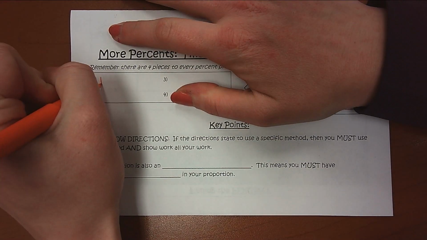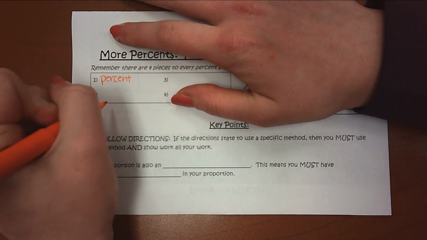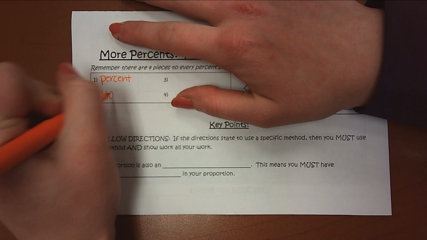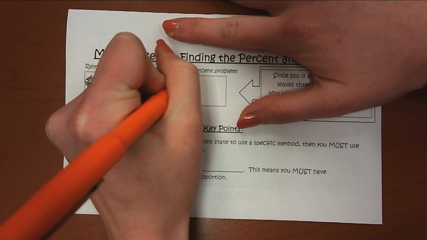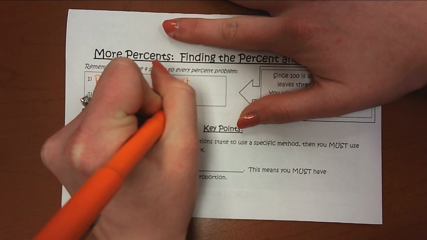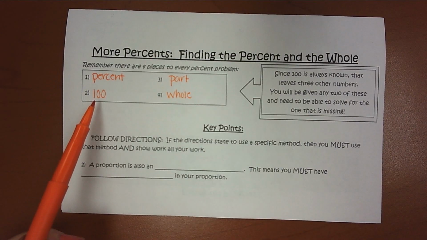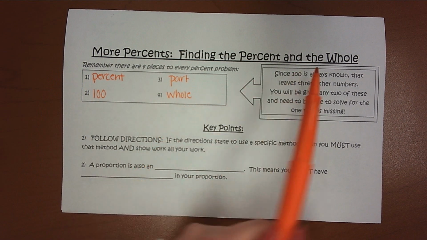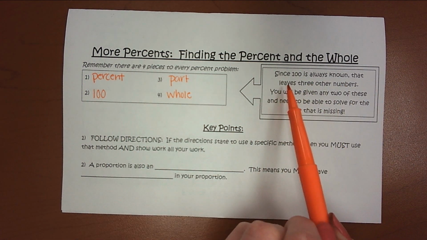There's the percent, which in the percent proportion we put over 100. 100 is our second value. And then in the percent proportion, that's equal to part over whole. So there are 4 parts: percent, 100, part, and whole. Since 100 is always known, this number we always know, that leaves 3 other numbers.